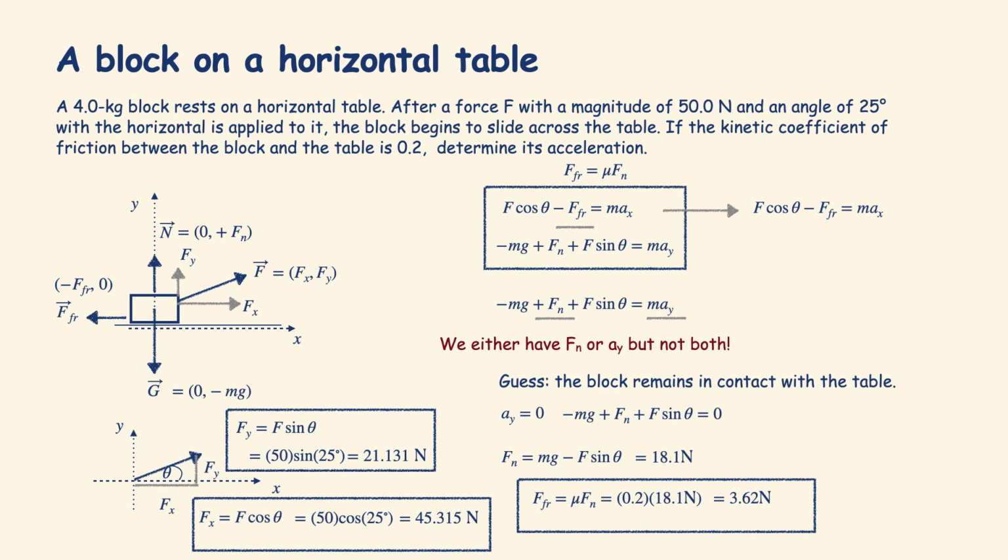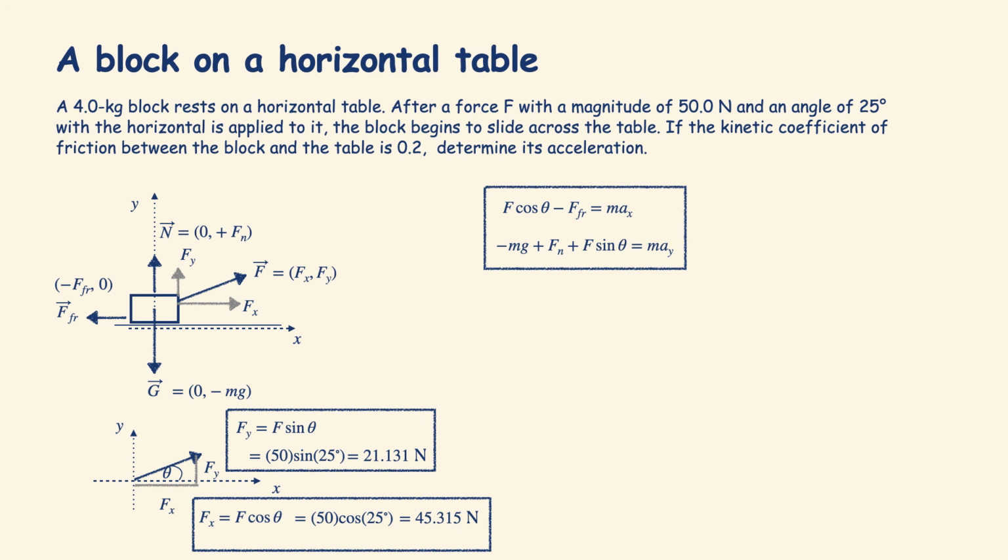So with that, I can go back to my x equation here up in the right corner and start putting in numbers. F cosine theta will be 5 cosine of 25 minus the frictional force, which is 3.62 newtons, and everything has to be equal to 4.0 times ax. So now I can see that for the x component of the acceleration, I will have 10.42 meters per second squared, which is going to be the answer to the problem, but let's write it down in a proper way.